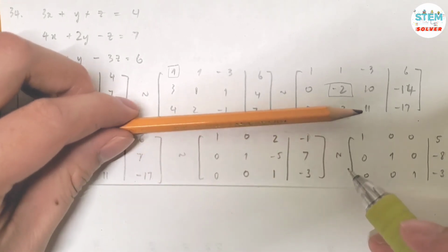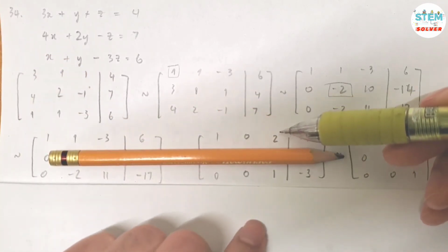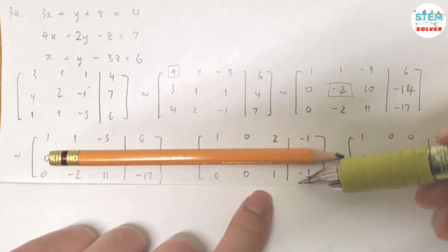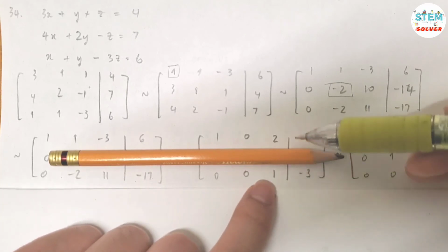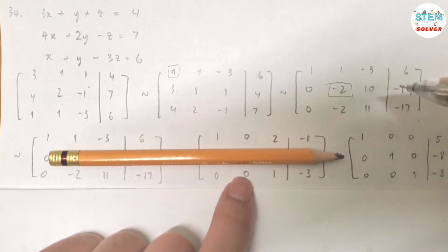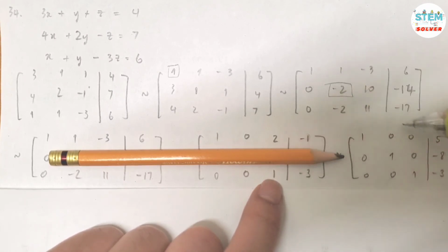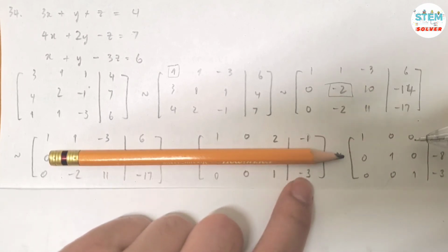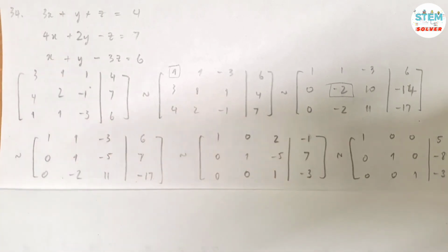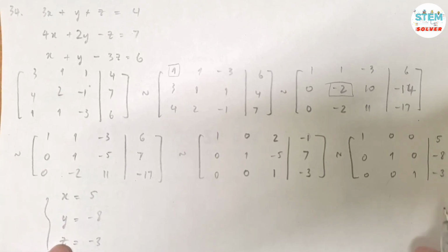Now let's work on the first row. In order to get this entry to 0, we need to multiply the third row by negative 2 and add it onto the first row. Negative 2 times 0, 0 plus 1, 1. Negative 2 times 0, 0, 0 plus 0, 0. Negative 2 times 1, negative 2 plus 2, 0. Negative 2 times negative 3, positive 6, minus 1, positive 5. Then your final solution is x equals 5, y equals 8, z equals negative 3.